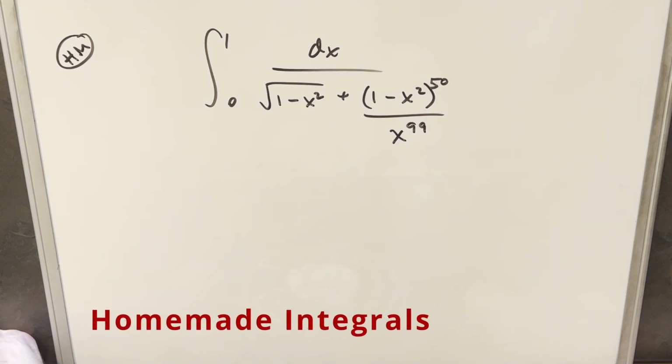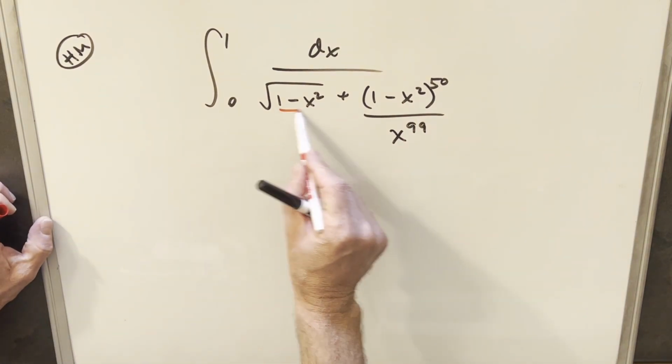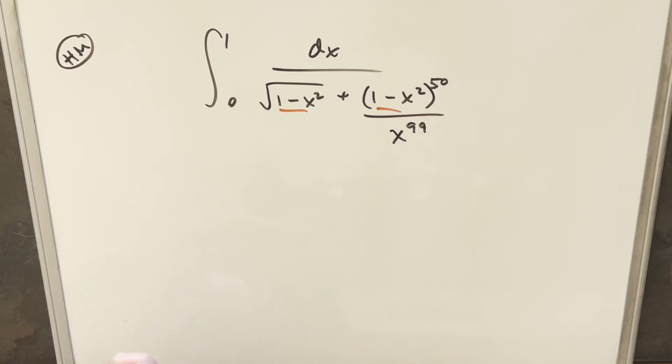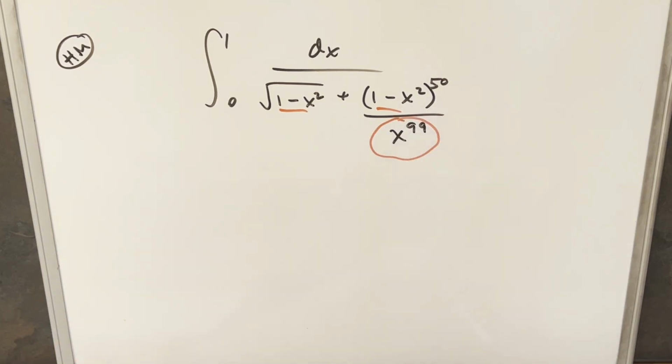Okay, we have here a really tricky looking integral. We have the integral from 0 to 1 of dx over the square root of 1 minus x squared, plus 1 minus x squared to the 50th, over x to the 99. Okay, there's a lot happening. I kind of like that we have this similarity, 1 minus x squared in both, but I'm not really liking x to the 99th there.